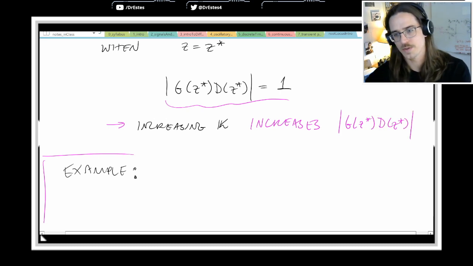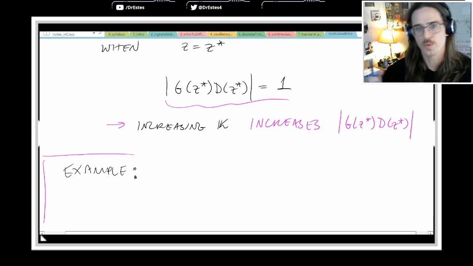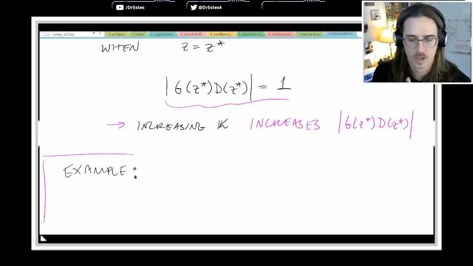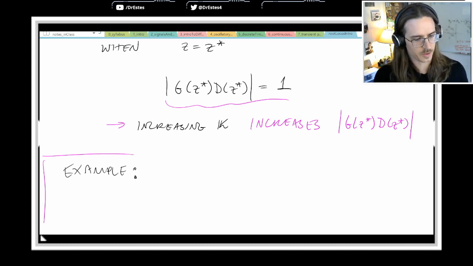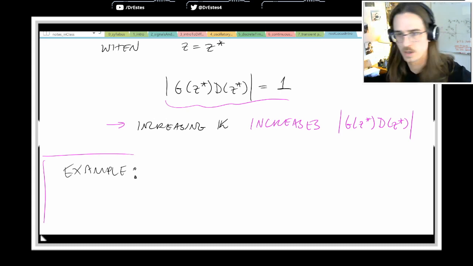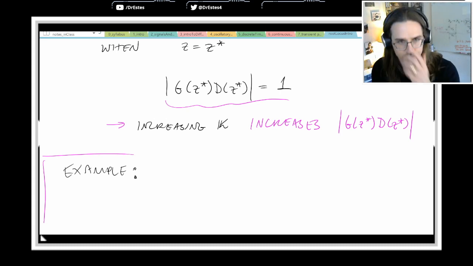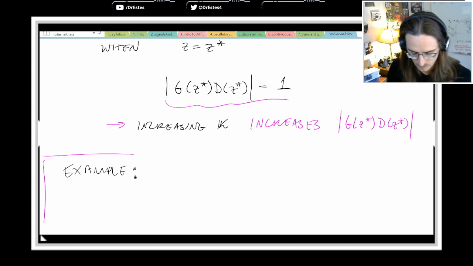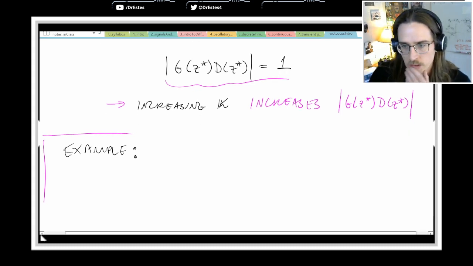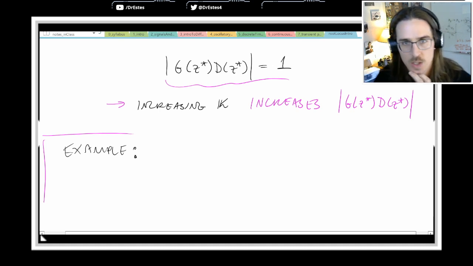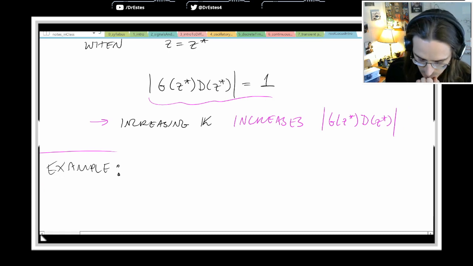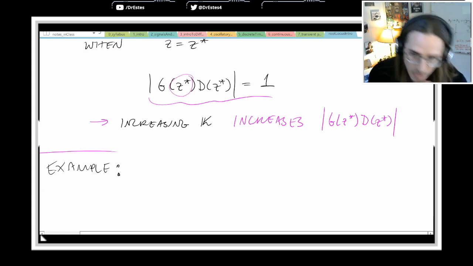So if your magnitude is too small, you increase the gain until the magnitude equals 1. Okay, so we're going to get into an example to help this make more sense. Okay, so here's our example. Why is it in terms of z star? Because we're plugging in z star, our desired closed loop pole.